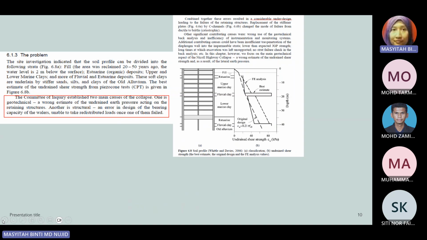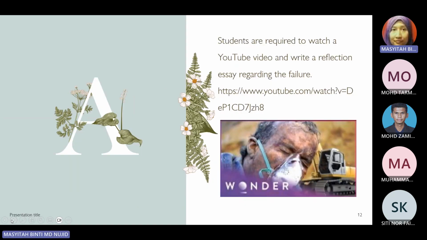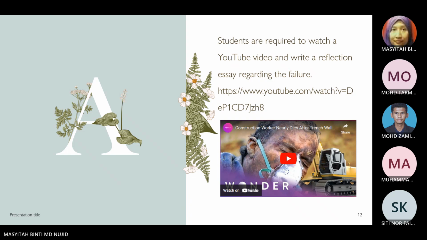And then, what you need to do for this problem is to take your time to go to this link and make short notes about the wall deflections. It is a reflection on what you have watched from this slide, on the construction worker who nearly died after the trench wall. The details of the theory analysis on this particular Nicoll Highway braced excavation will be resumed next week, as there is a break for the next 2 weeks. Okay?